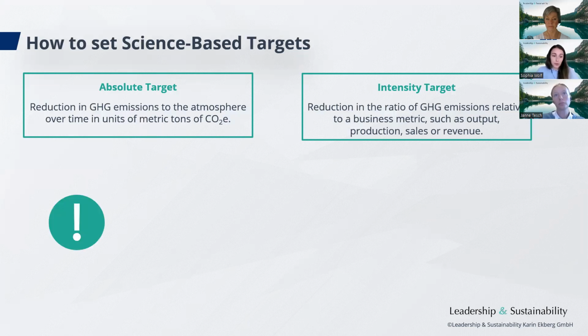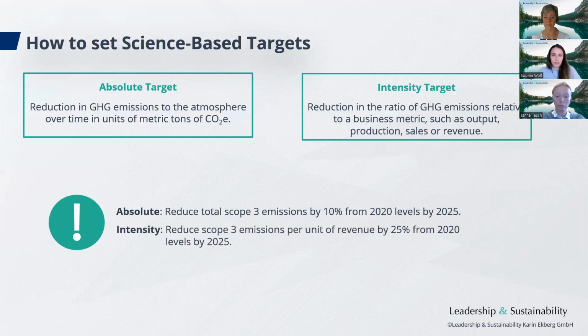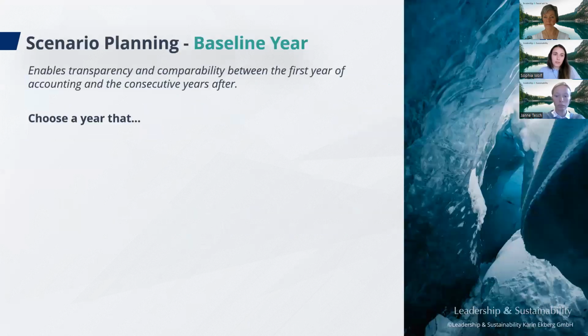Now we have 2 examples for an absolute and also for an intensity target. With an absolute target, the aim could be, for example, to reduce the total scope 3 emissions by 10% from the levels in 2020 by the year 2025. With an intensity target, the objective is to, for example, lower the scope 3 emissions per unit of revenue by 25% compared to the levels in 2020 by 2025. As you see from these examples, it's necessary to determine a baseline year and also a target year for setting your science-based targets.